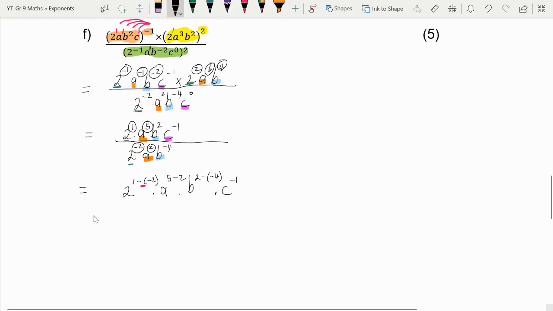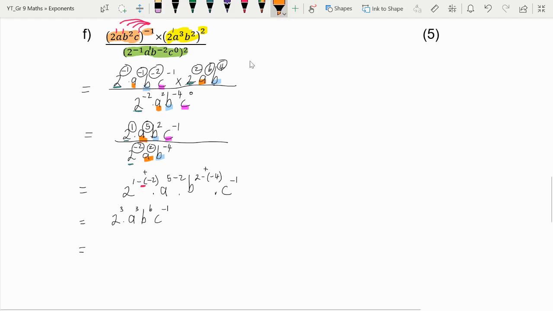Okay, so let's simplify that. So that will become 2 to the power of 1 plus 2, which would be 3. Then we've got a to the power of 5 minus 2, which is 3. B to the power of 2 plus 4, which is 6. And then C to the power of negative 1.